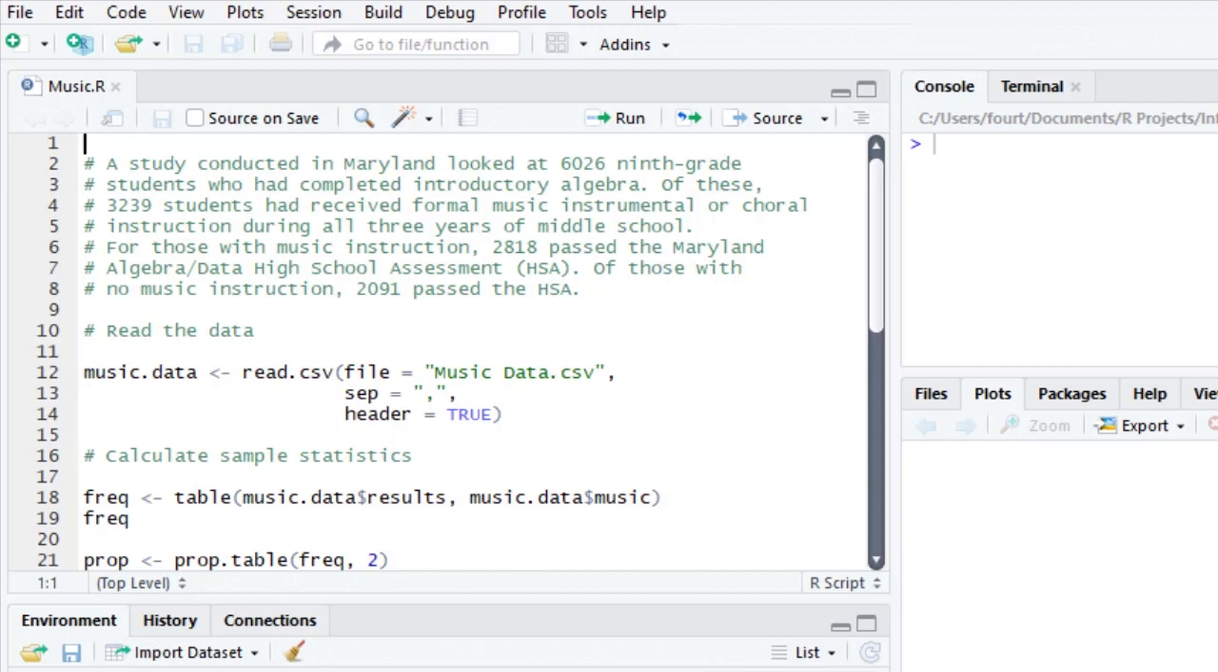The explanatory variable here is whether or not the individual was in music instruction for all 3 years of middle school. The response variable is categorical, pass or fail, based upon the test results. If we had collected test result data as quantitative scores, then we could do what we did in the previous video. But in this case, the data were collected in terms of pass or fail. Let's take a look at the data.